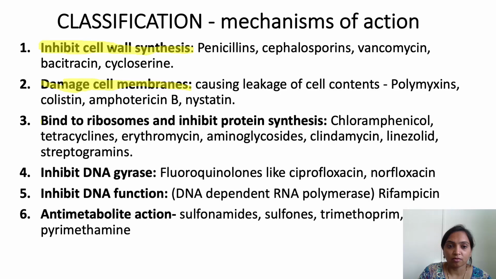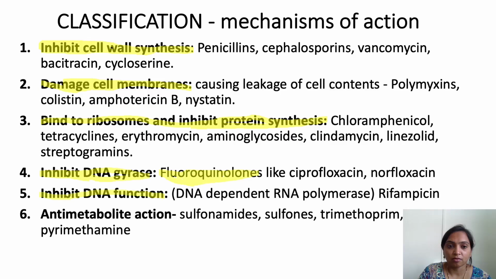Drugs which bind to the ribosome and inhibit protein synthesis are a wide variety of groups: chloramphenicol, tetracycline, erythromycin, aminoglycosides, clindamycin, linezolid, streptogramins. These all cause protein synthesis inhibition. Then there is a unique mechanism, inhibition of DNA gyrase. The only drugs are the fluoroquinolone group. Very important. Fluoroquinolones are bactericidal and act by inhibiting DNA gyrase.